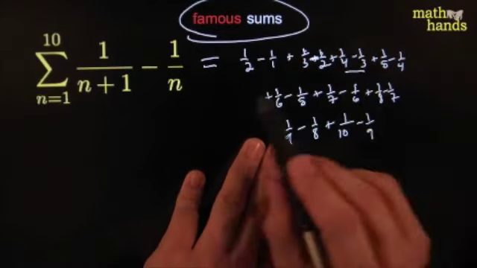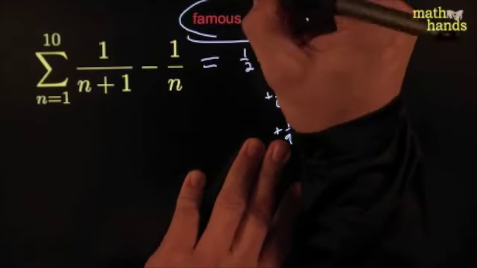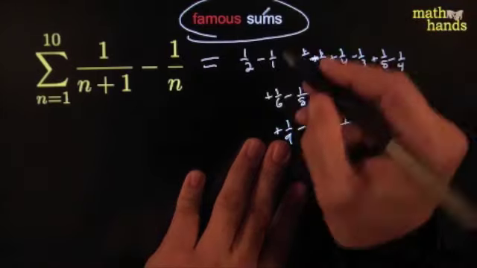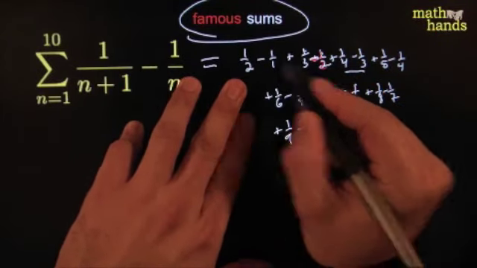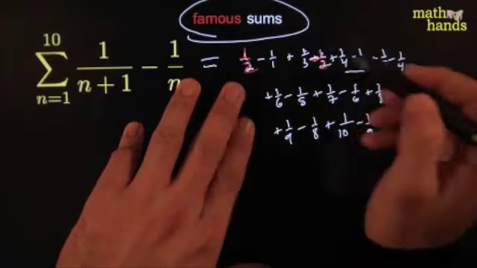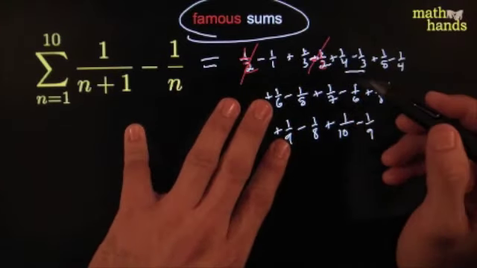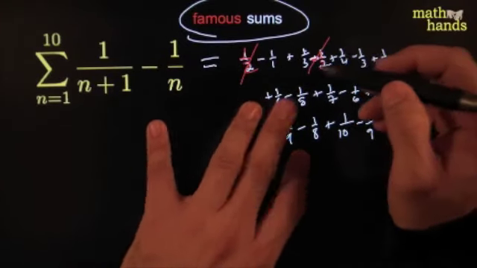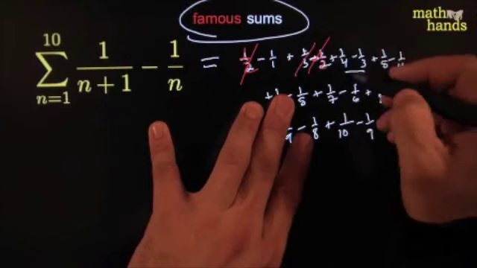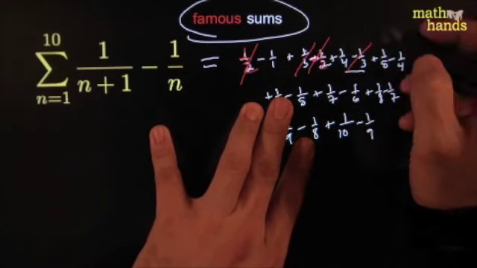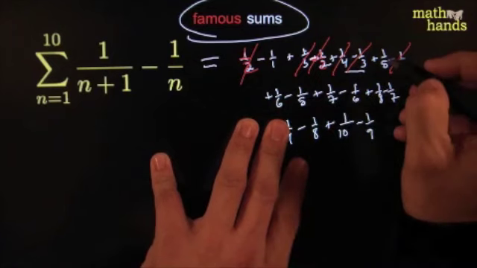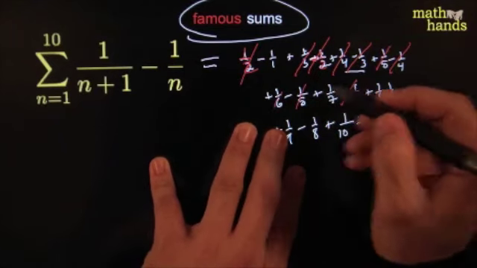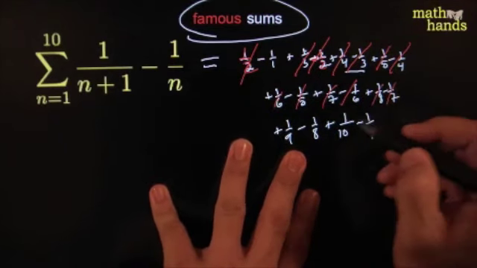This is famous because you can look at it and see a pattern here. You see the 1 half here and the negative 1 half? That is negative 1 half and this is positive 1 half. Why would I add those when I could just subtract them and kill them? Because they're opposite, additive inverses of each other. Same thing with the 1 third and the negative 1 third. Oh, but wait, there's more. The 1 fourth and negative 1 fourth, they go. Oh, but wait, there's more. The 1 fifth and negative 1 fifth, they go. Look at this. This is a going party.